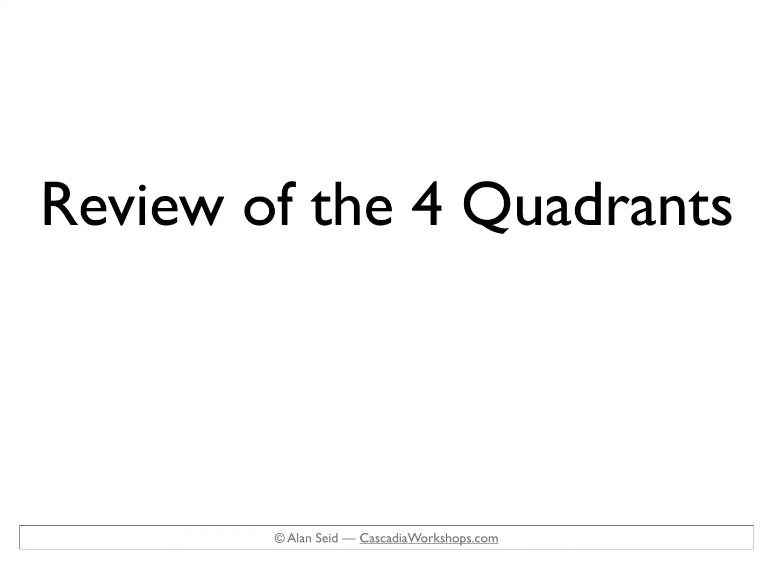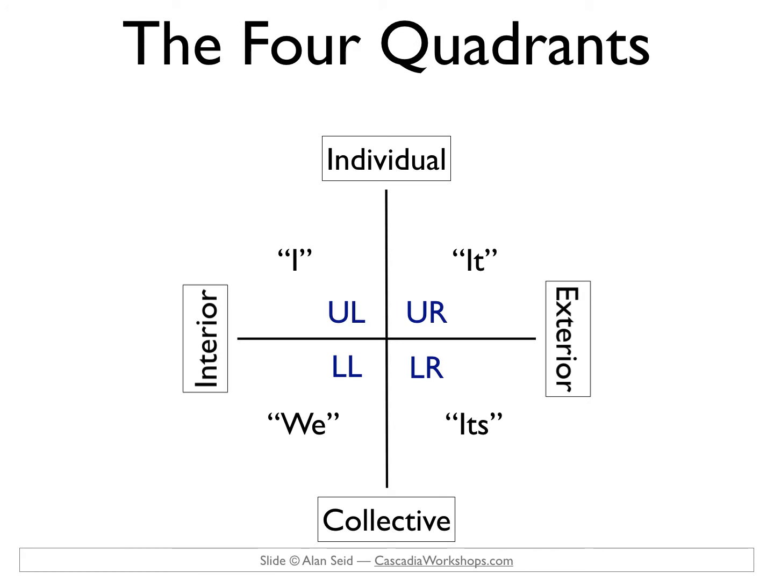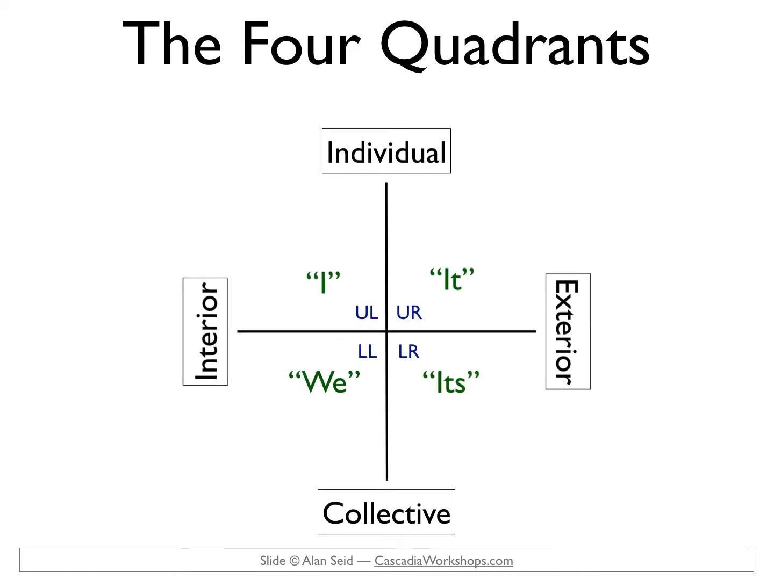Let's review the four quadrants real quick. Here we have this image that shows us that everything in the world has an individual expression and a collective expression, and it also has an interior and an exterior. And so the individual interior is I, the upper left. The individual exterior is it, the upper right. And the collective interior is we, versus the collective it's, our shared exterior reality.